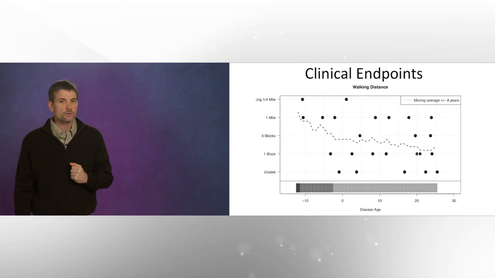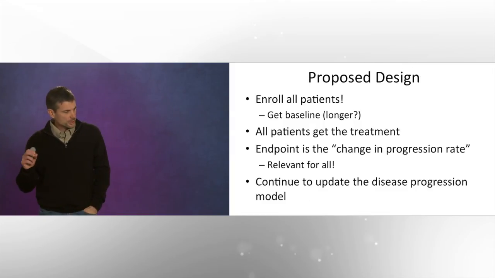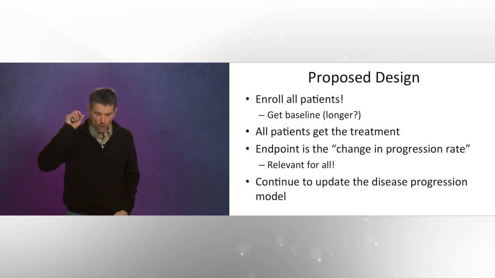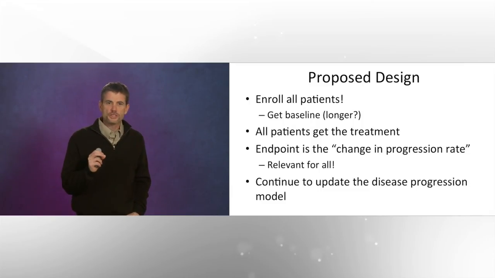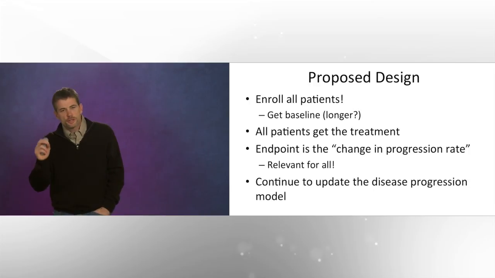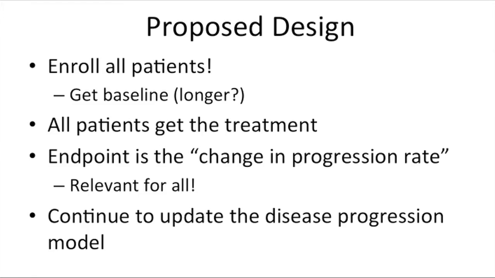We can focus on the quantitative muscle assessment. So what we're doing is we're proposing a design that we enroll all patients. We give every one of them a treatment. We have no placebo patients. The disease progression model is the historical comparison. We compare what they would do if they never got the drug, where would they be, and then we look at where they are with the drug. Does it outperform the disease progression model?